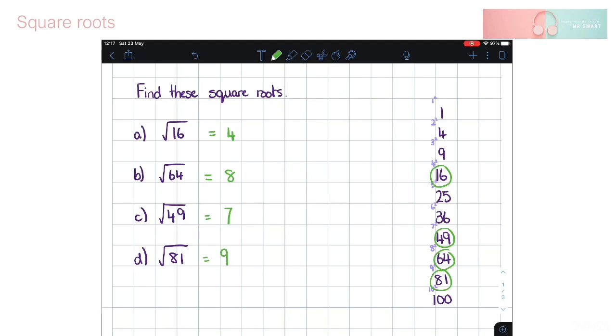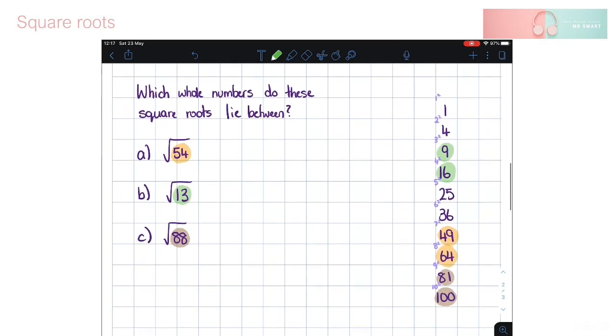Now it should be noted at this point that not only are 4, 8, 7 and 9 the square roots of those numbers, but also -4, -8, -7 and -9. Because multiplying two negative numbers will give you a positive result. And that means that when you find the square root of a number, you might need to give both the positive and negative answers.